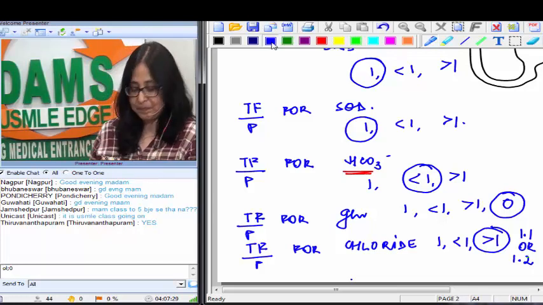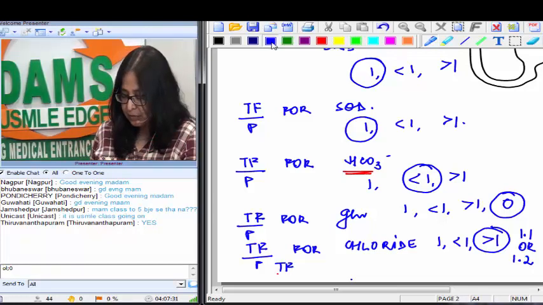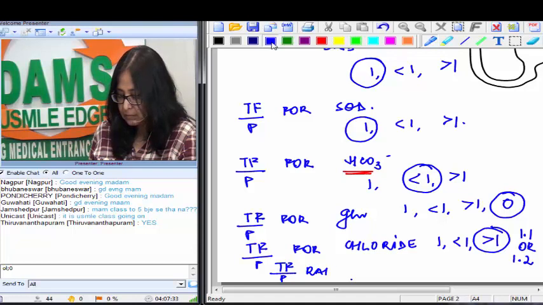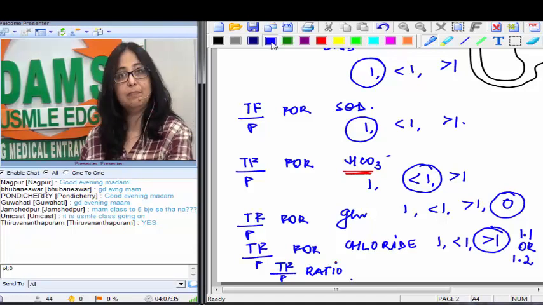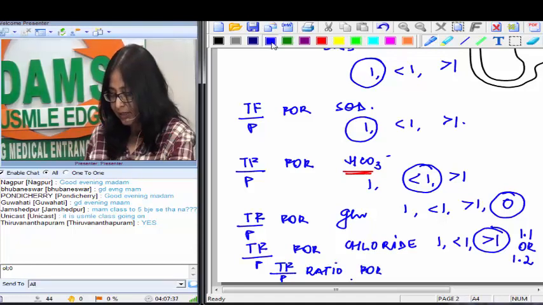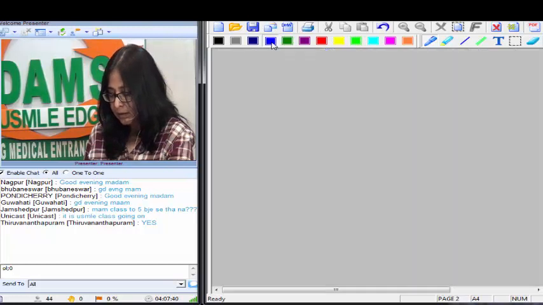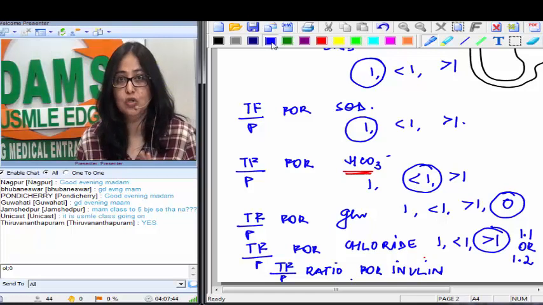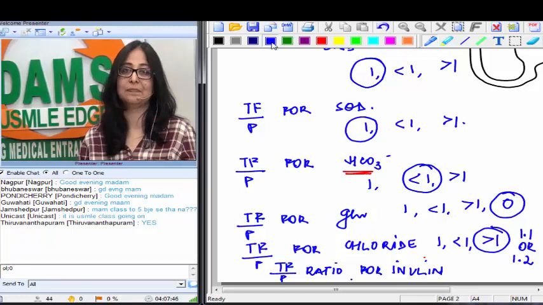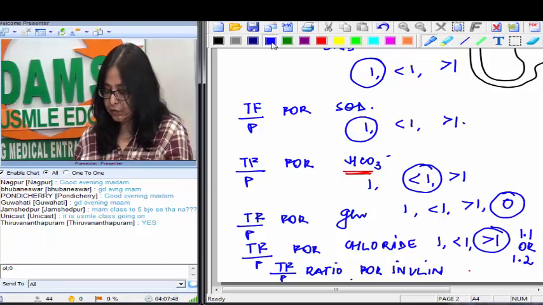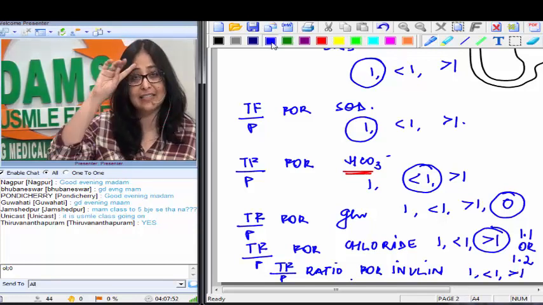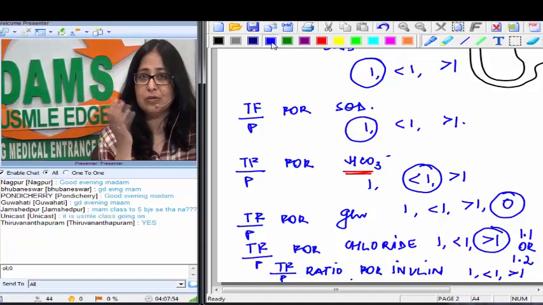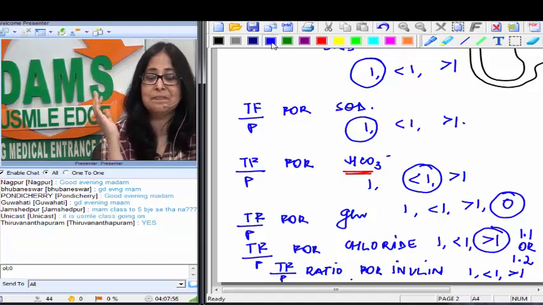Another example, TF by P ratio for inulin. Now inulin is a substance which is freely filtered, not reabsorbed, not secreted. TF by P ratio for inulin, is it 1, less than 1 or more than 1? So let's try and understand this now. Inulin is a substance which is not going to be reabsorbed or secreted in the PCT, right?